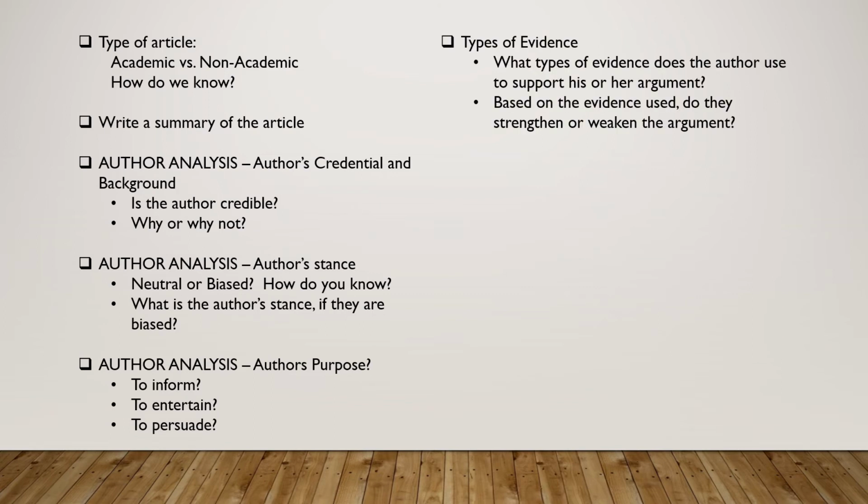This week, we are going to wrap it up with these last 2 skills that will be a part of this final assignment project. We're going to look at types of evidence. What types of evidence does the author use to support his or her argument? And based on the evidence used, do they strengthen or weaken the argument?